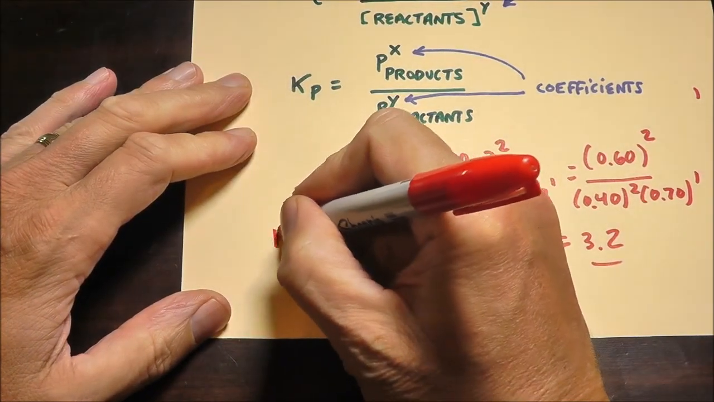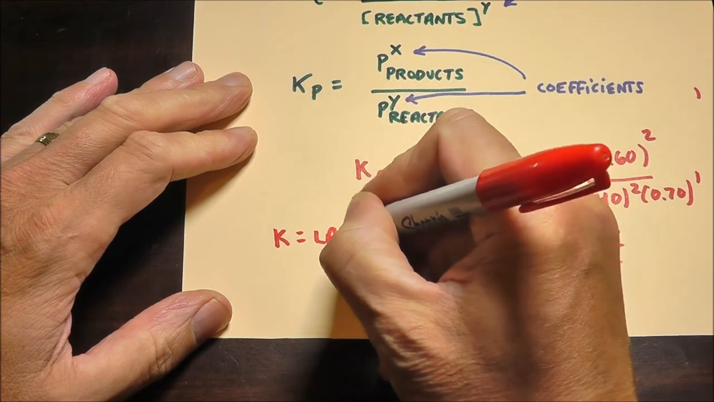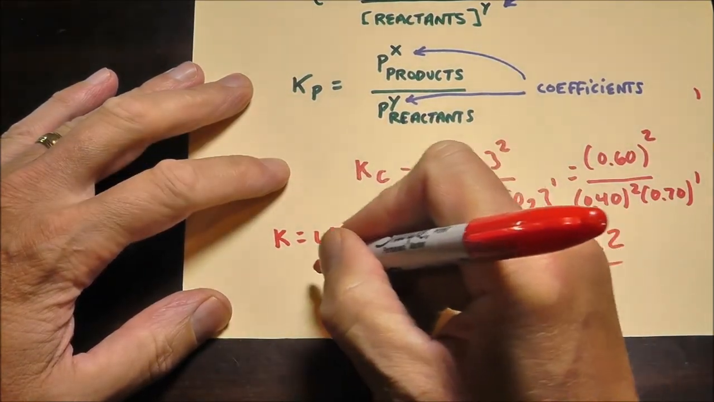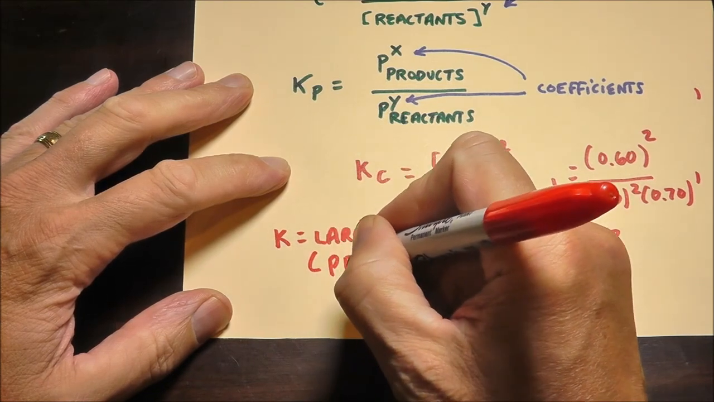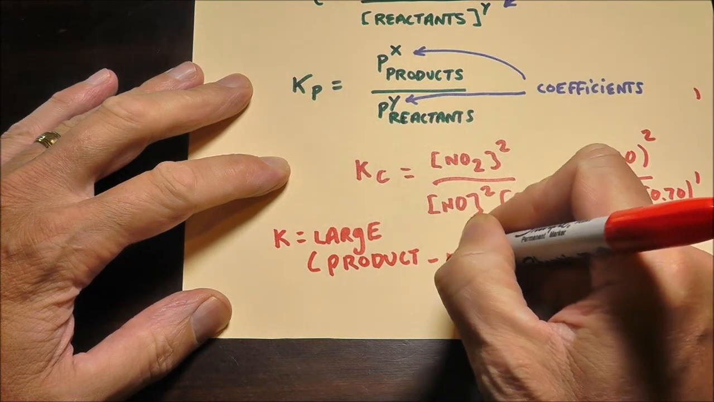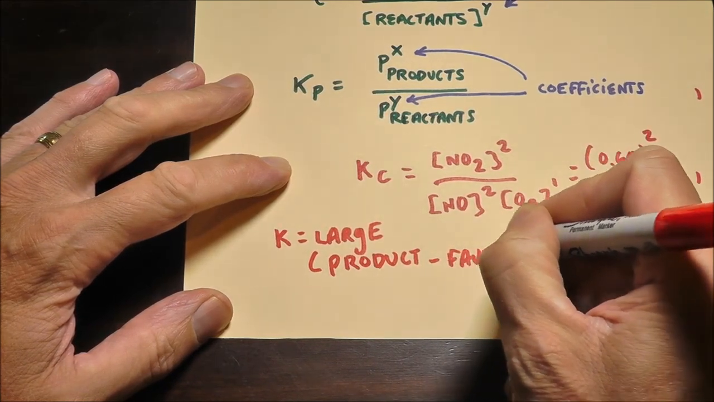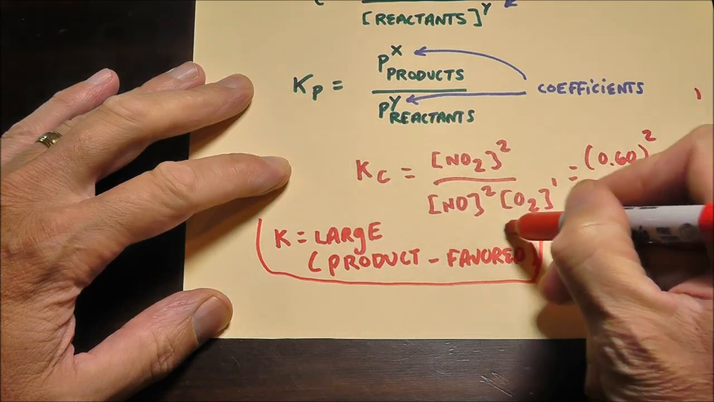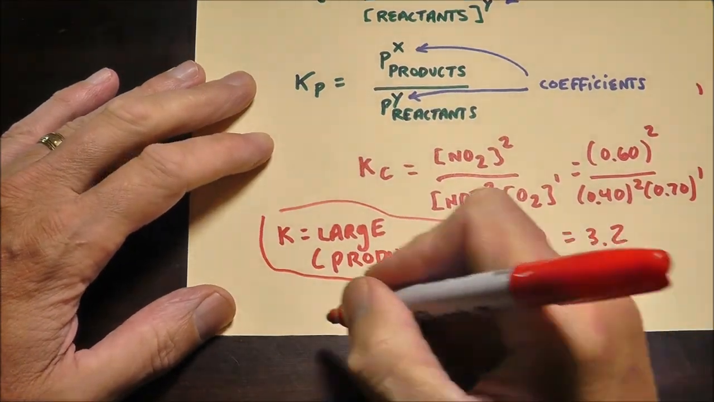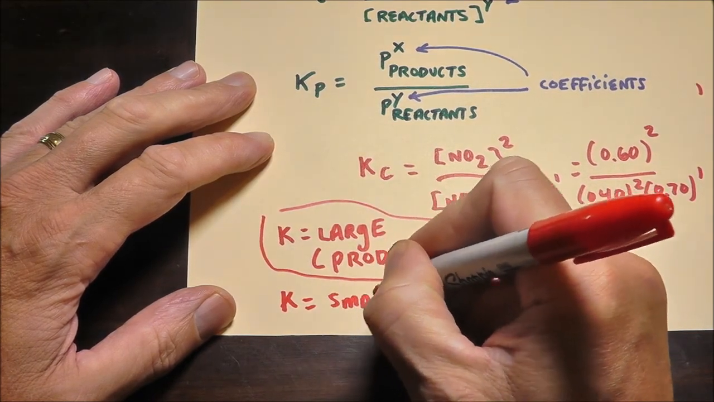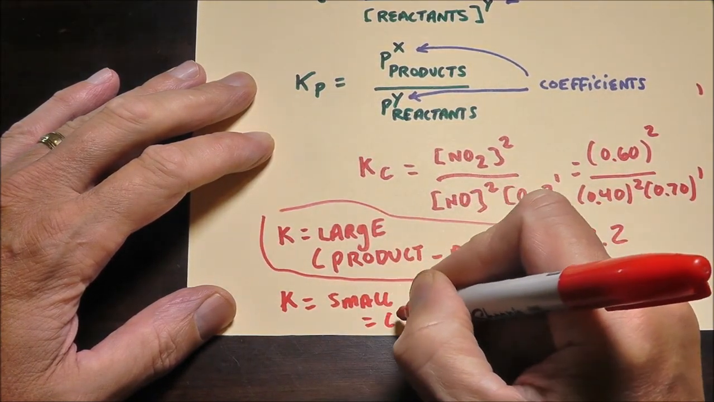If K is large, that tells us that the equilibrium favors the products. What if K is small, Kc or Kp? It tells you the opposite. That's reactant favored.